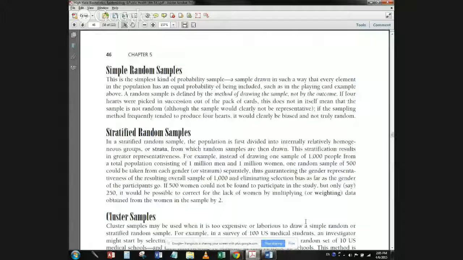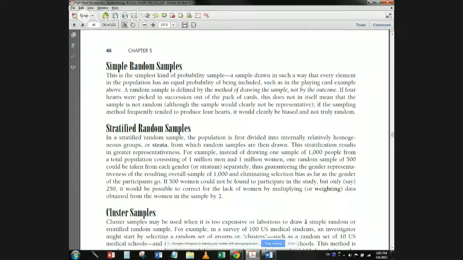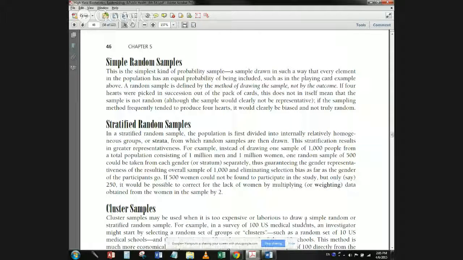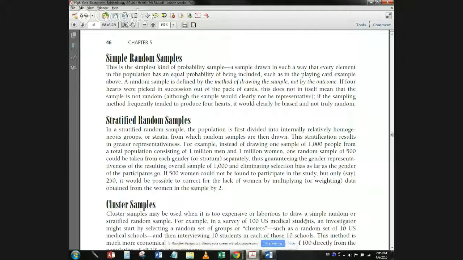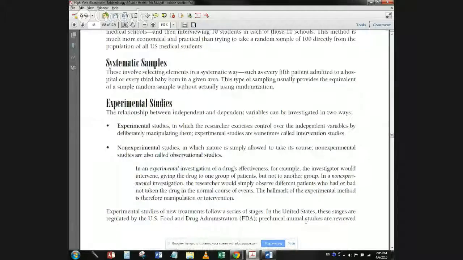Cluster samples. Cluster samples may be used when it is too expensive or laborious to draw a simple random or stratified random sample. For example, in a survey of 100 US medical students, an investigator might start by selecting a random set of groups or clusters, such as a random set of 10 US medical schools, and then interviewing 10 students in each of those 10 schools. This method is much more economical and practical than trying to take a random sample of 100 directly from the population of all US medical schools.